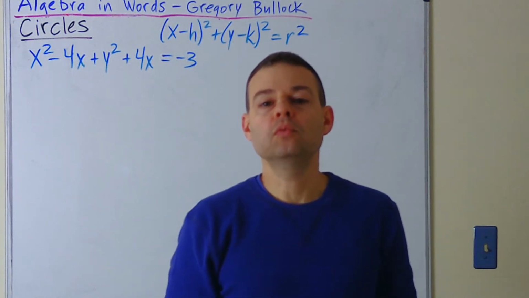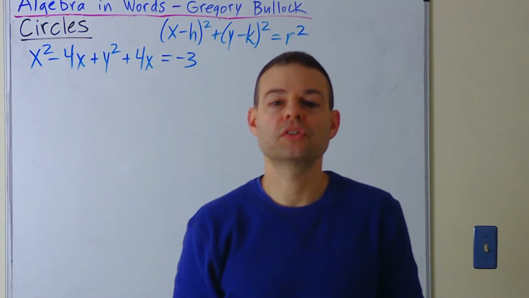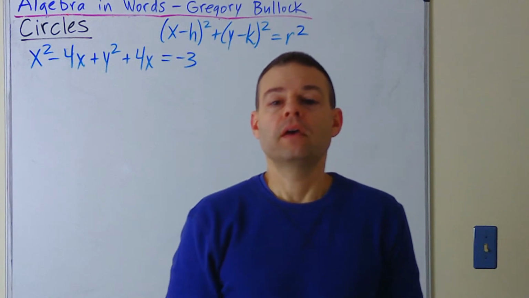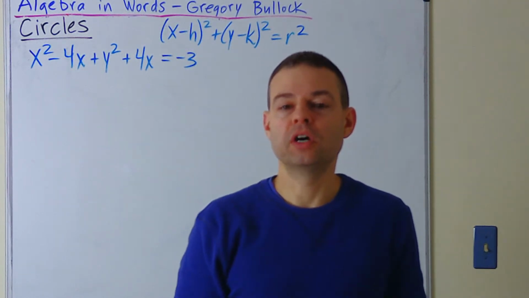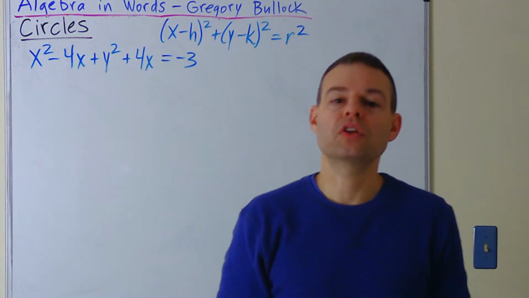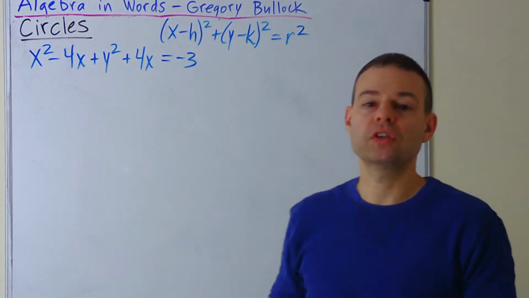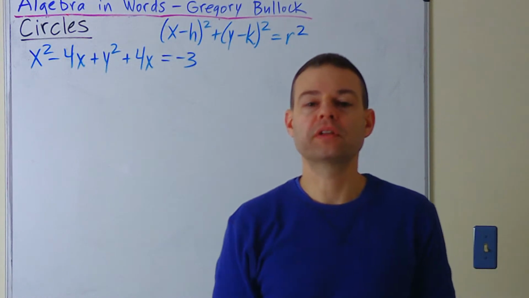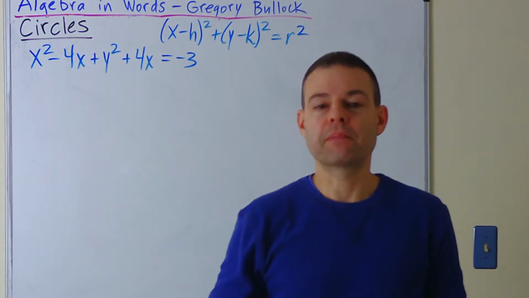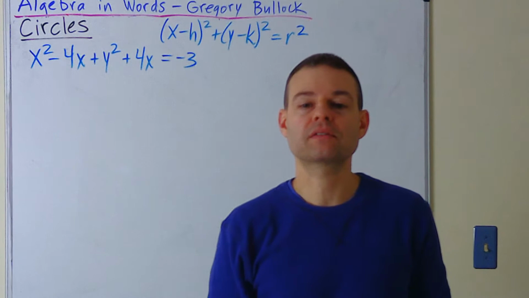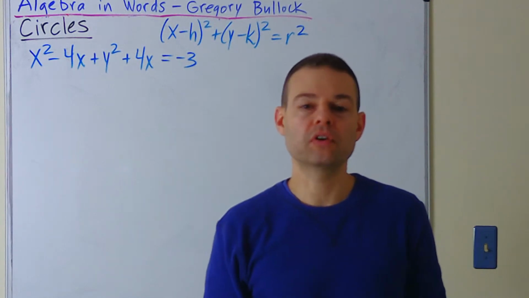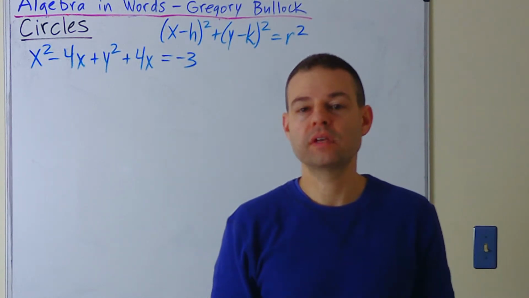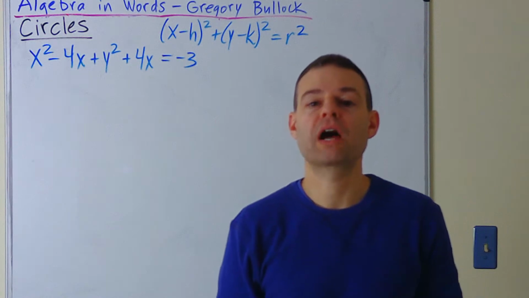In this video, we're going to continue our discussion on circles. What we're going to do is look at a question where you're given an equation of a circle, but not in standard form, and you have to convert it to standard form. From that, you can then extract the center point and the radius. And then using that information, you can graph it.